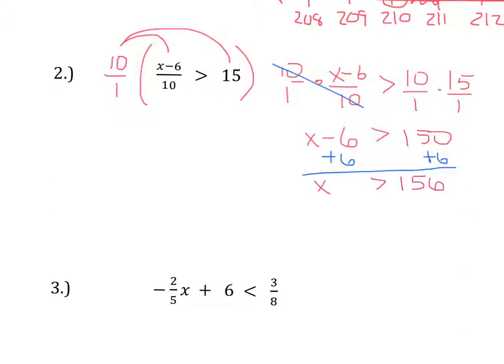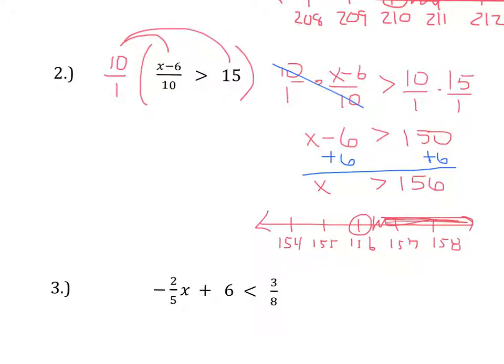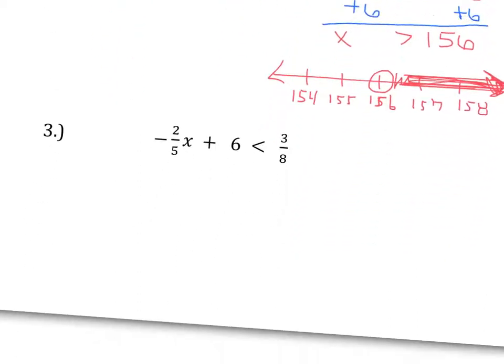So the solution is all the numbers that are greater than 156. So 154, 155, 156, 157, 158. We're looking for numbers greater than 156, so color to the right of 156 with an open circle around the 156. Alrighty, let's try number 3.